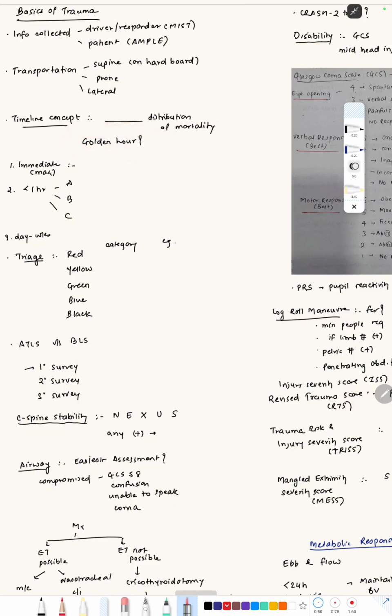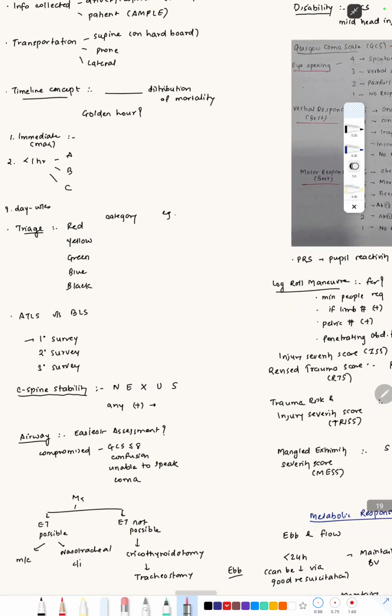Immediate is going to be the massive head injury, which has the maximum risk of mortality. Then within 1 hour, it can be related to the airway, breathing, and circulation. In the airway, it can be tracheobronchial injury or airway obstruction. Then in B, that is breathing, it can be tension pneumothorax, open pneumothorax, or cardiorespiratory arrest. And in C, it can be circulation related, that is cardiac tamponade and hemothorax. Days to weeks after, it can be sepsis or delayed head injury.